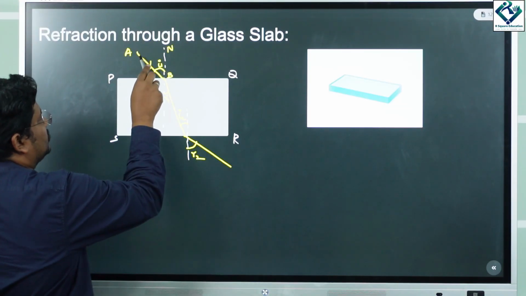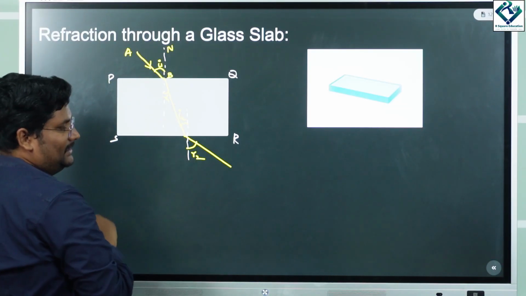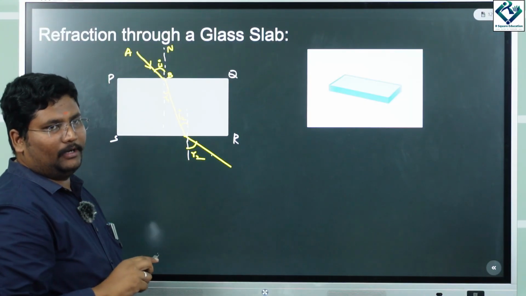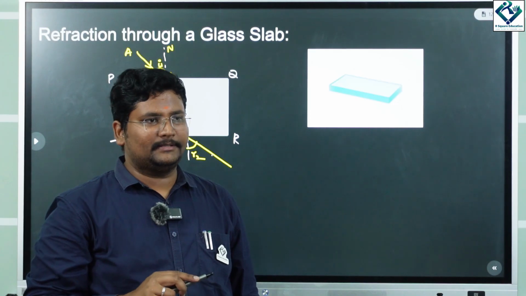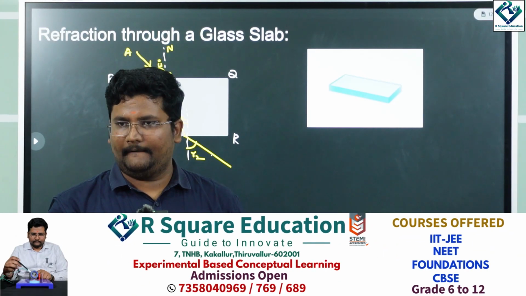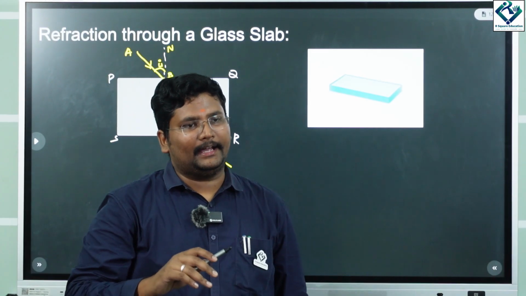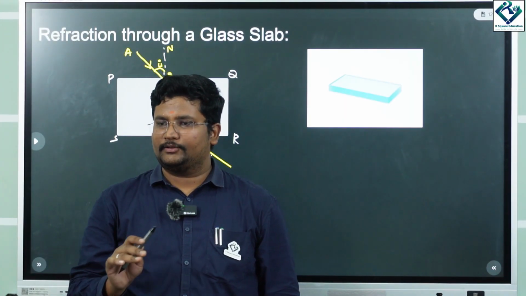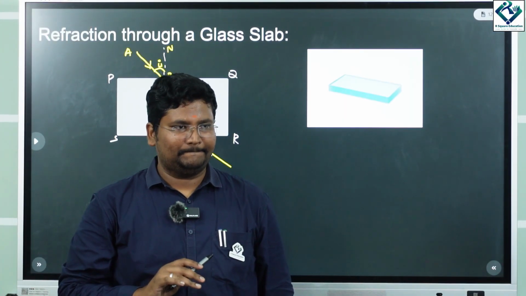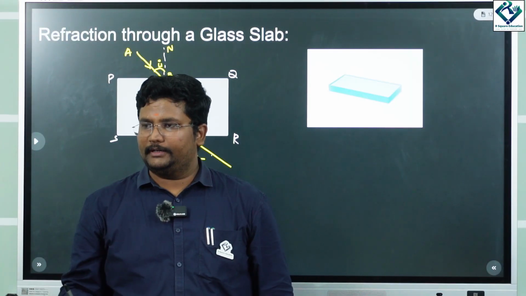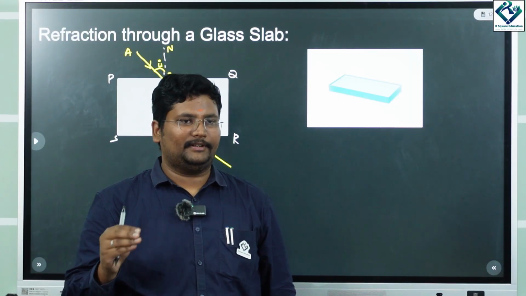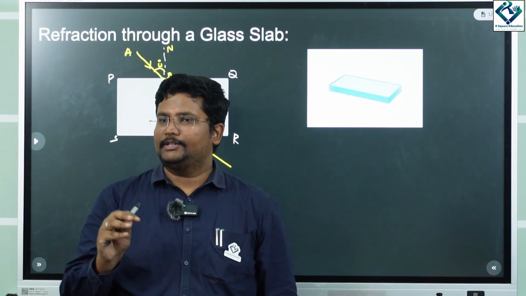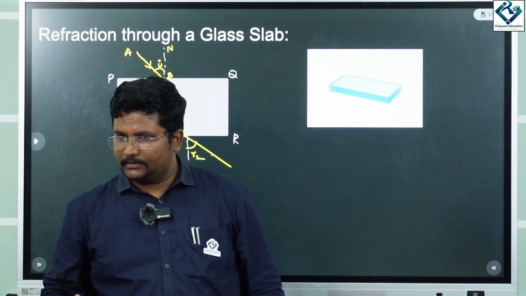This is called the incident ray, this is called the refracted ray, and this is called the emergent ray. What is the difference between the refracted ray and the emergent ray? A refracted ray can again undergo refraction, but an emergent ray is the final ray which comes out after refractions. There is no possibility for refraction again. Those rays coming out after one or multiple refractions are called emergent rays. Is that clear?